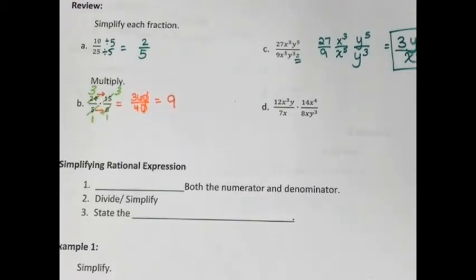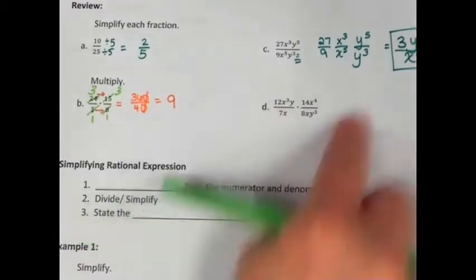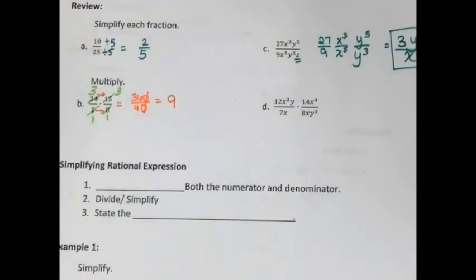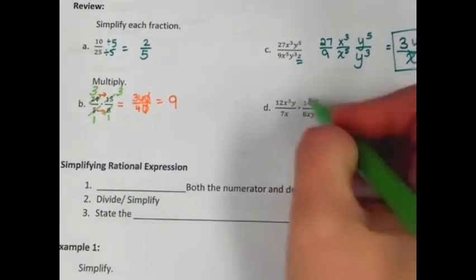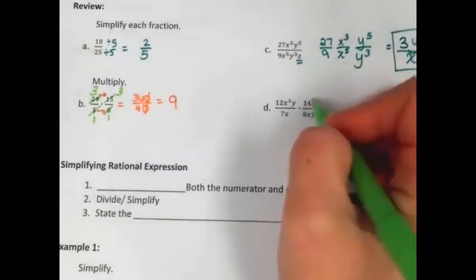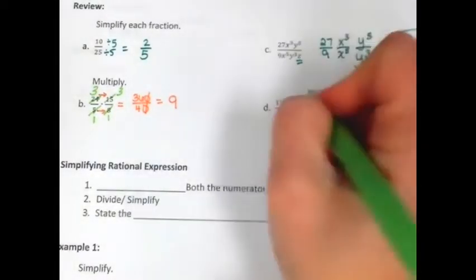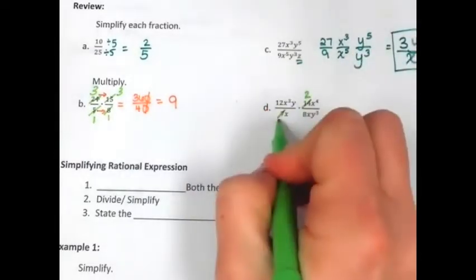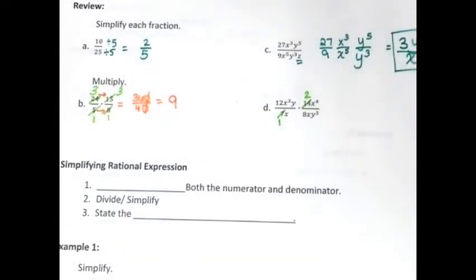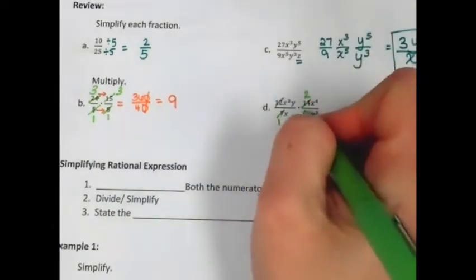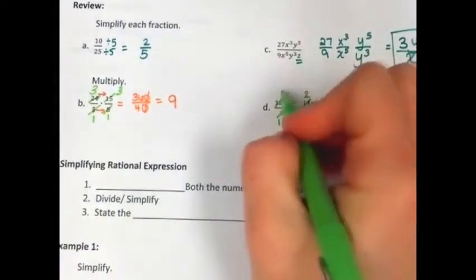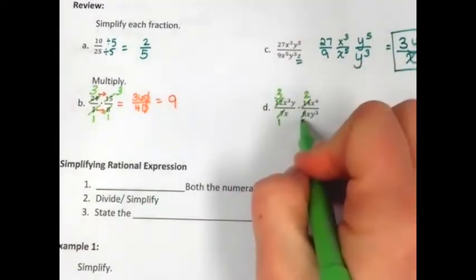So as I look at D, what is something I can simplify here? 14 and 7. 7, yep, good. I hear it here and there. 7 and 14 would be what? 2 and 1, right? And I kind of go that way. What else can be simplified? 12 and 8. And what can go into 12 and 8? 4. So this would be 3 and 2.